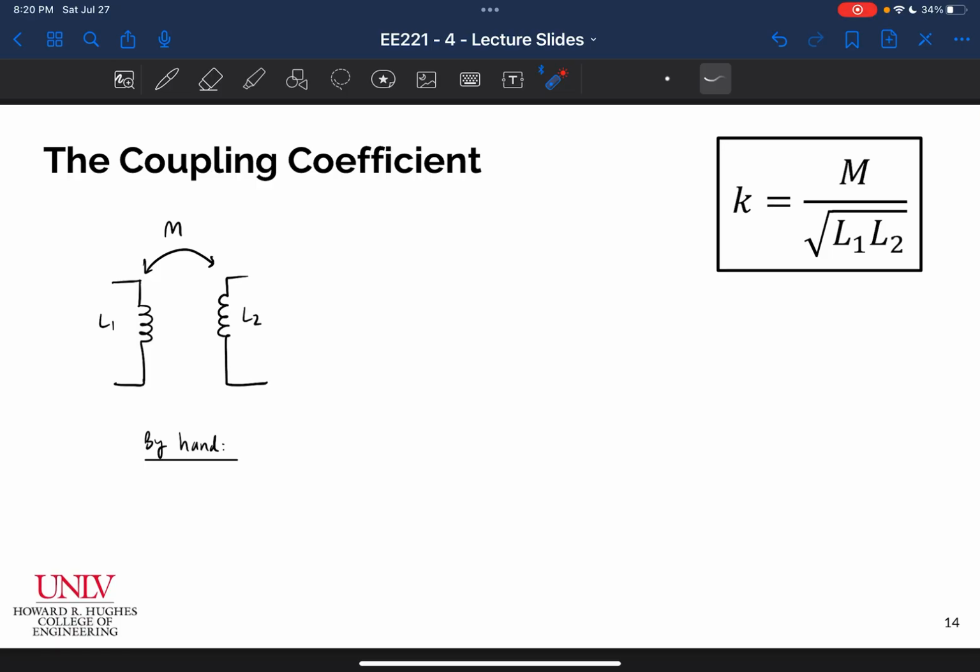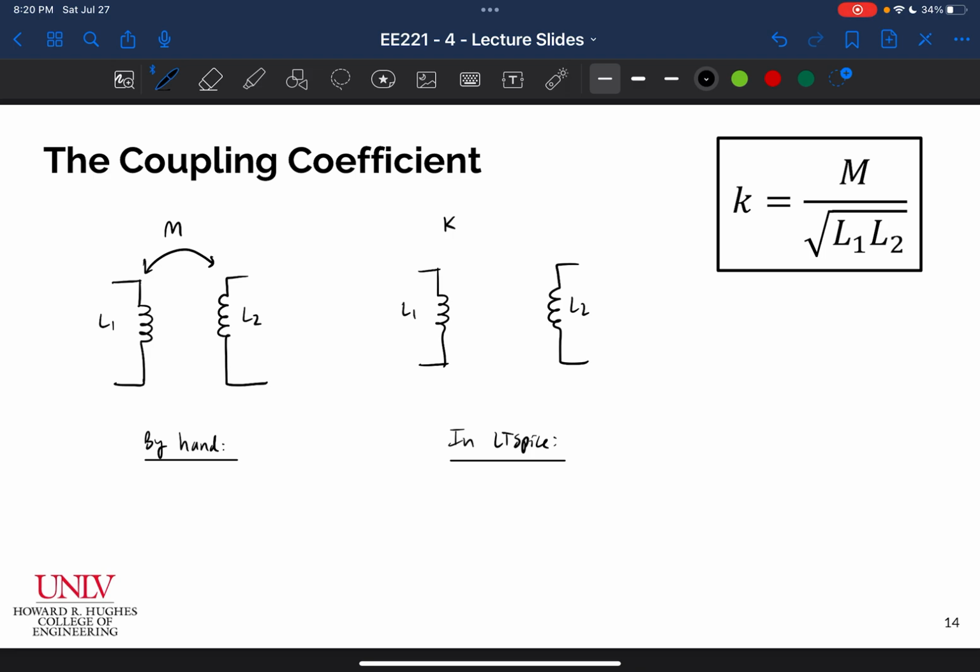By hand, a lot of the time you're given the mutual inductance M, but you will not be able to use the mutual inductance M in LTspice. I'm going to make an LTspice video about this, of course, but LTspice is a little bit different because it wants the coupling coefficient. So what you write in LTspice is K, or you can number it: K1 or K2, whatever you want it to be.